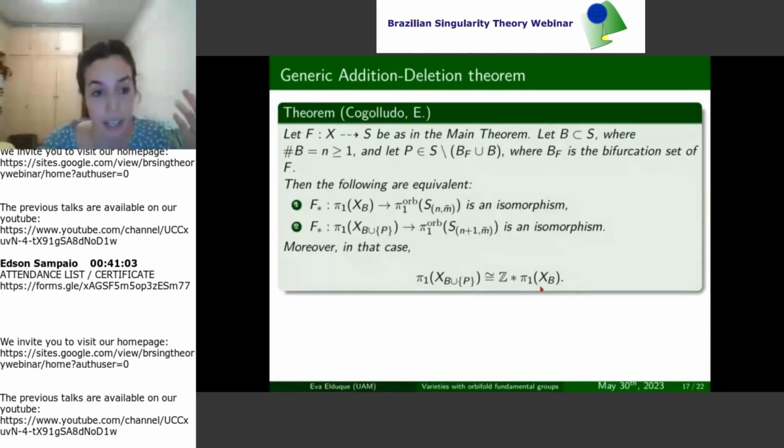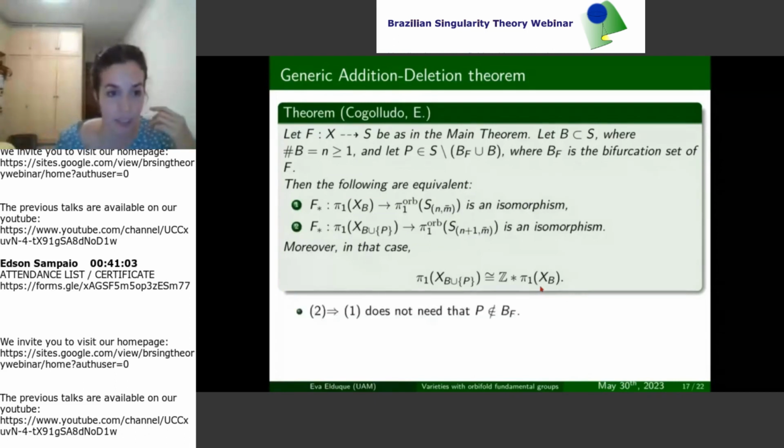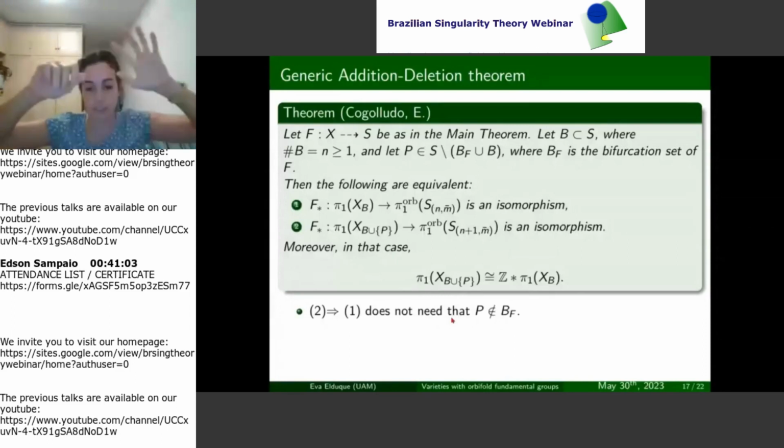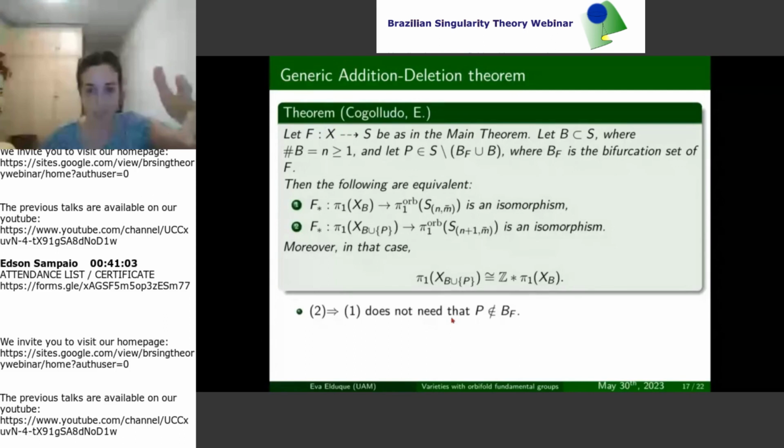And I should say that 2 implies 1, so this does not need the fiber to be generic. So if you have a curve with open orbifold fundamental group, well, its complement, then you can take out any of the fibers you want. It's still going to be a free product of cyclic groups.